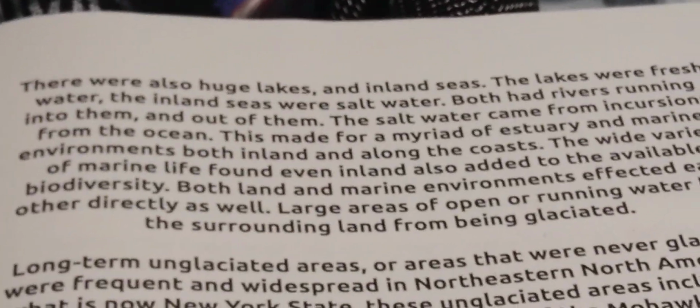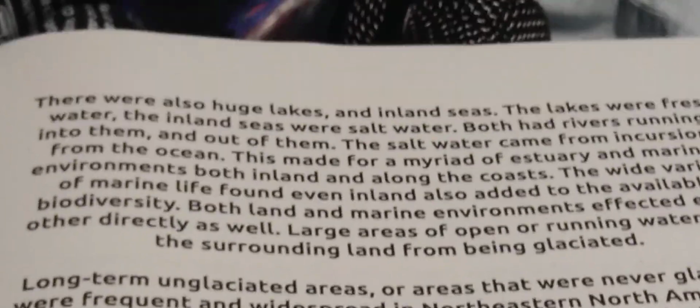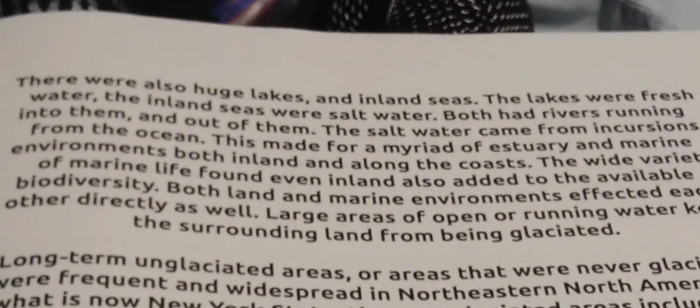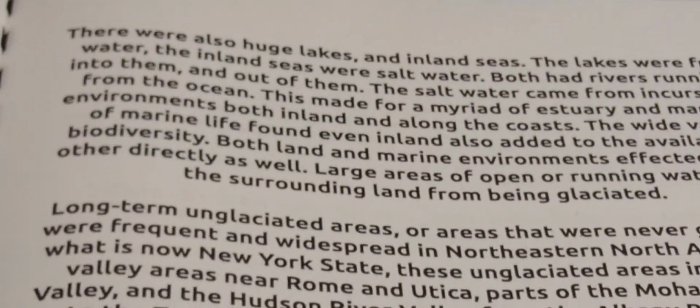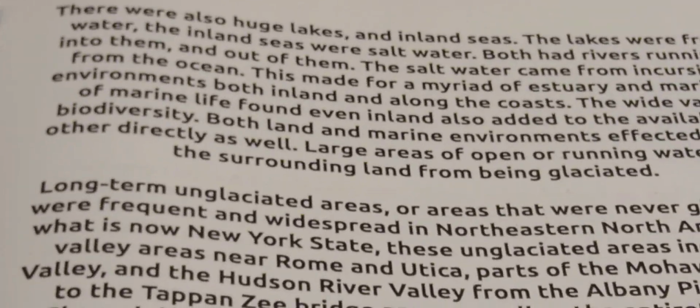There were also huge lakes and inland seas. The lakes were fresh water and inland seas were salt water. Both had rivers running into them and out of them. The salt water came from incursions from the ocean. This made for a myriad of estuary and marine environments both inland and along the coasts.